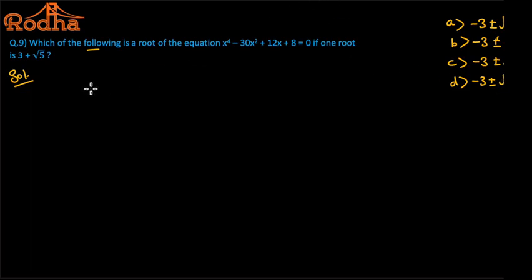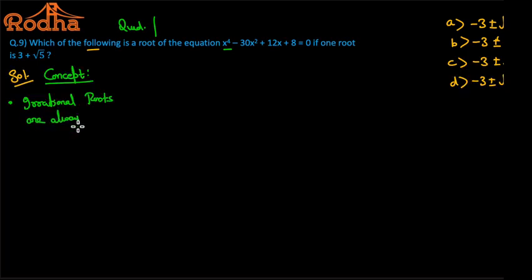So first of all, the concept behind these kinds of questions is that in any polynomial, be it quadratic, be it degree 4, or any polynomial with higher degree, the irrational roots are always conjugate. Always conjugate means, we discussed that conjugate part, right?